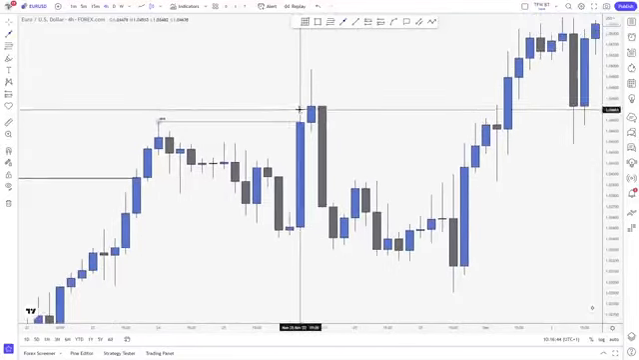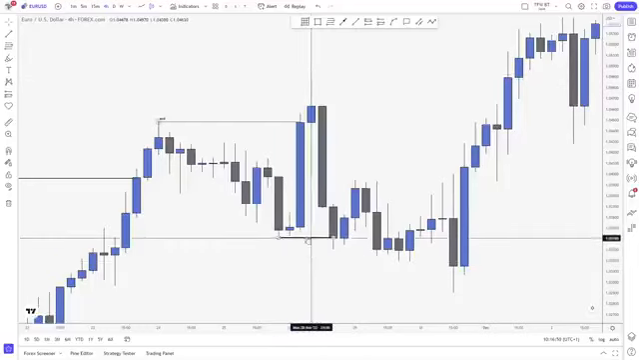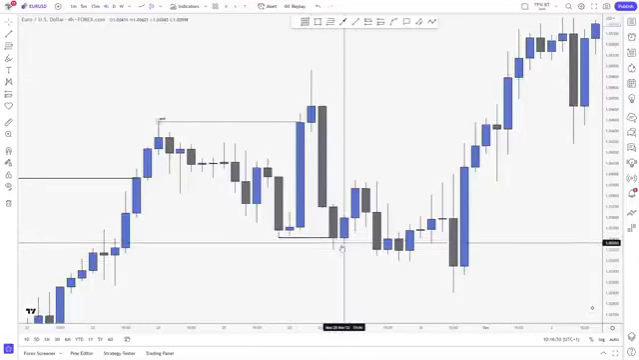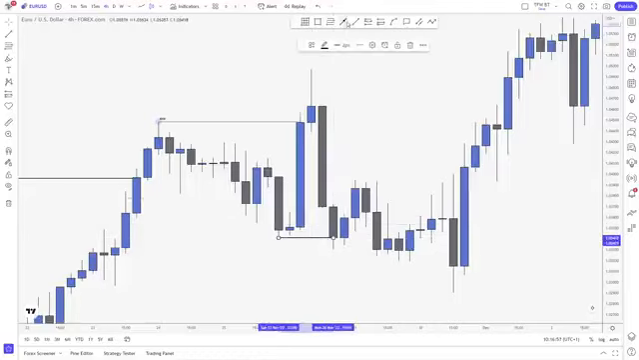Okay, what is the structure? What is the low that took out the high? We track it back. It's this guy. So this is supposed to be our higher low formation. But what happens is the market just comes in and breaks it, right? It didn't even react. It just broke it. Okay, this happens.